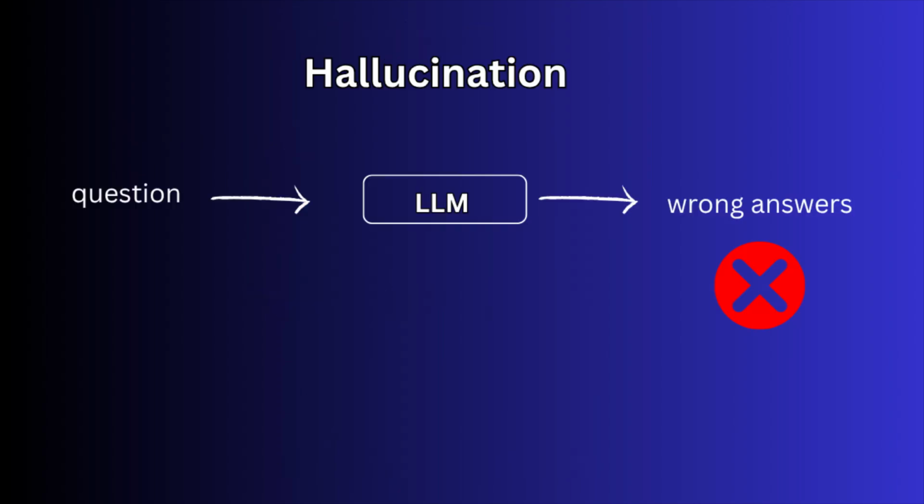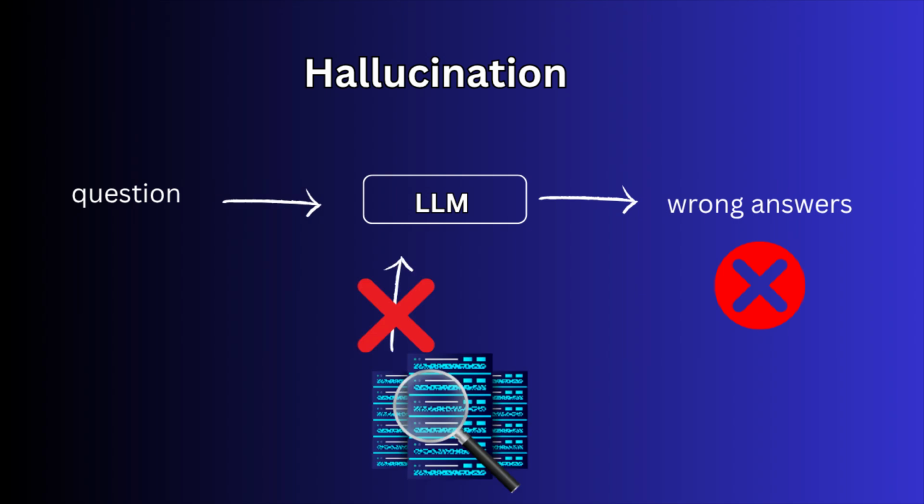For example, the AI might say that a certain person wrote a book they never actually wrote, or give you a statistic that doesn't exist. It is not trying to lie. It just doesn't always know what is real or made up, especially when it doesn't have access to verified data. That's why it is important to fact check the AI's output, especially when you are using it for research, professional writing, or making decisions.